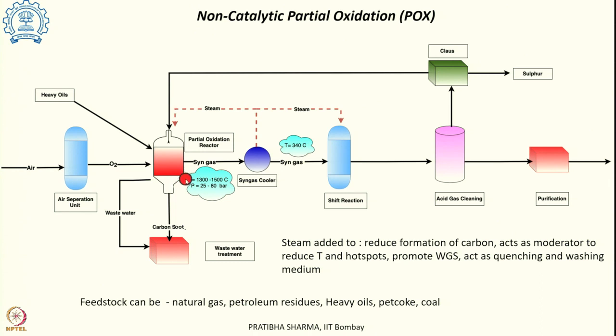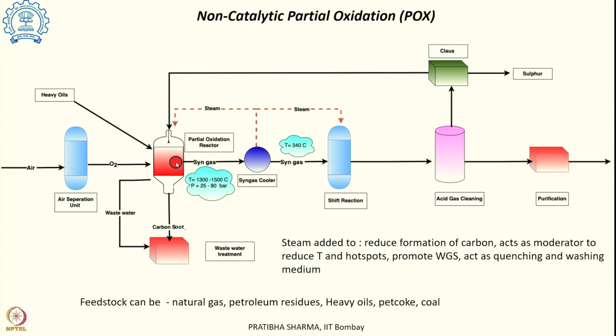Once these reactions occur inside the partial oxidation reactor, syngas is formed, and depending upon the feedstock, particulate matter and soot will be formed in the reactor. Using steam, that can be scrubbed off and collected. So, the waste water along with the soot could be recycled. The treated water can be fed back to the partial oxidation reactor, and the soot can again be fed back to the partial oxidation reactor.